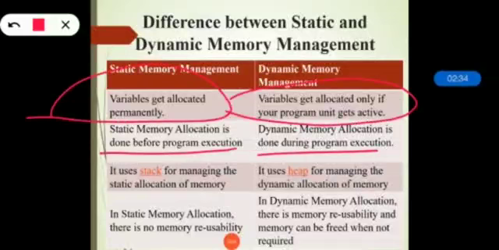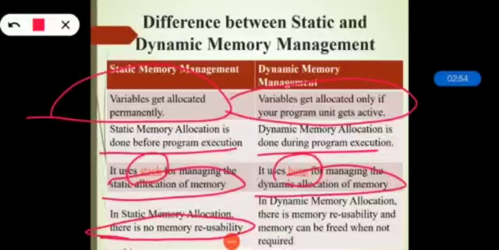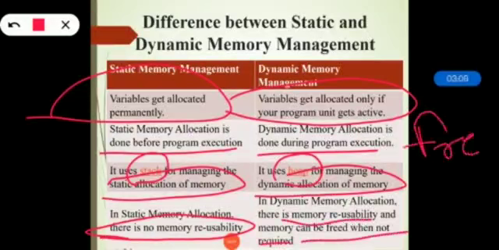In static memory management we are using stack for managing the static allocation of memory, but dynamic memory management uses heap for managing the dynamic allocation of memory. In static memory allocation there is no concept of memory reusability, but in dynamic memory allocation we can reuse the memory as well as free the memory whenever required, and when we want to free or deallocate the memory we are using the free function. So that is all about static and dynamic memory management.